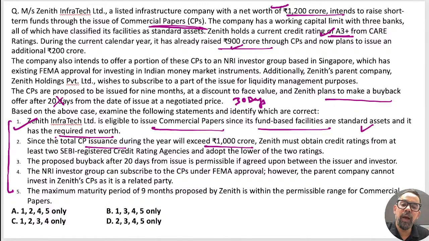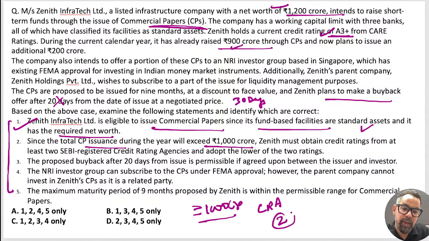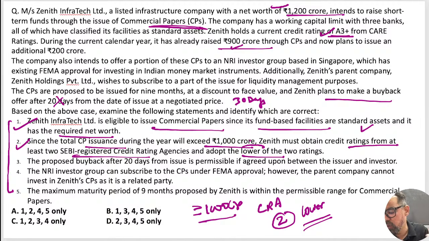So when you are raising ECB in a financial year more than 1000 crore, you will require rating from two rating agencies, right? And you will be using or disclosing whichever is rated lower, the lower one, for the disclosure. So obtain rating from at least two SEBI registered CRAs and adopt the lower one of the two. Right. That means this statement is also correct. Please do remember this lower one point, they can try to confuse you with the higher one.